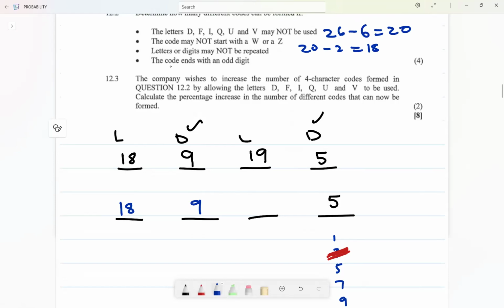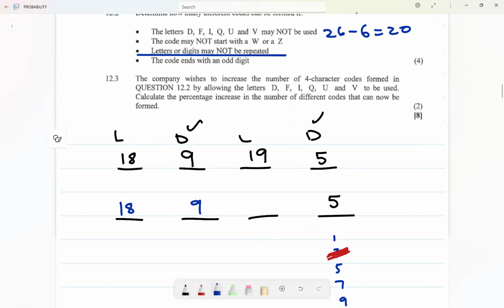Now, remember the 18 is specifically for the first position. But for this one, we can use W and Z, because W and Z cannot only be used in the first place.